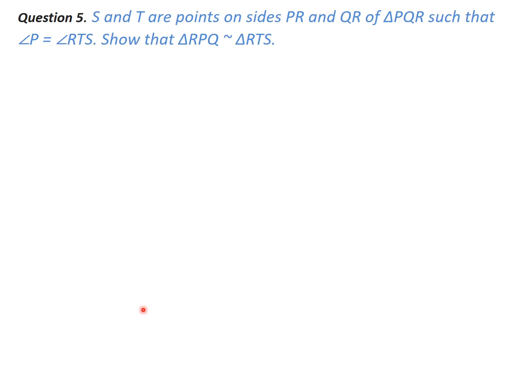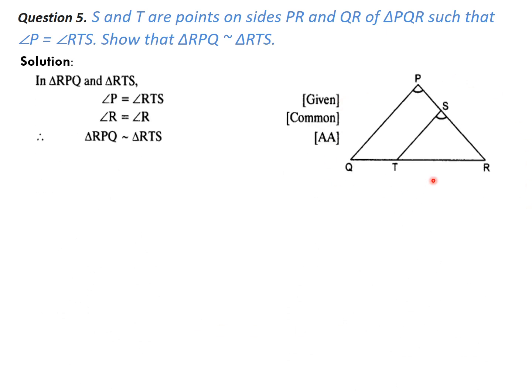Question number 5. S and T are points on sides PR and PQ of triangle PQR such that angle P is equal to angle RTS. Show that triangle RPQ is similar to triangle RTS. Let's draw a diagram. In this diagram we have a triangle PQR, and S and T are points on the sides PR and QR. If we join them, we get ST. So a new triangle STR is formed in PQR.